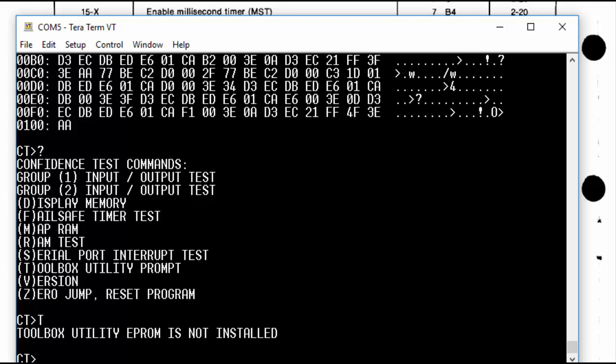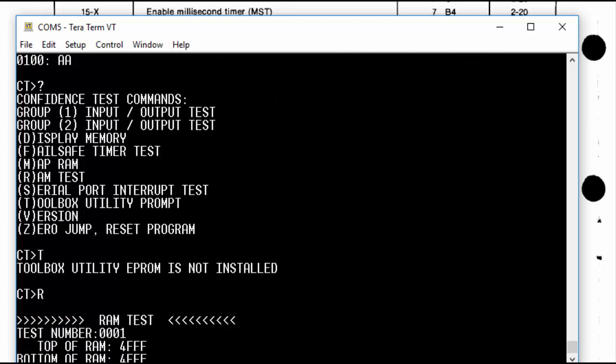Okay, so we've got this board up and going, and we're communicating with it. So that's 99% of the battle. Once we can do this, we can start probing around, having the confidence test do most of the work to check the inputs and outputs and memory and all of that stuff. So let's go ahead and have it start a RAM test, and it will just continue this forever and start exercising this board.